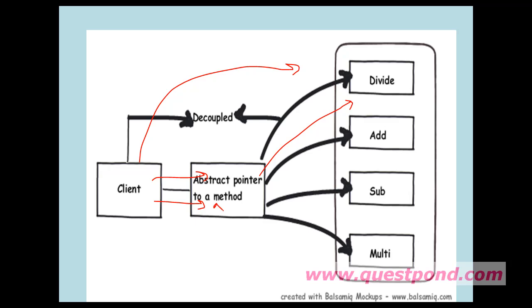And this abstract pointer can be created by using delegates. So basically, delegates are nothing but pointers towards functions or methods. A very abstract pointer which you can point towards a function, and then you can invoke it in a very generalized manner.